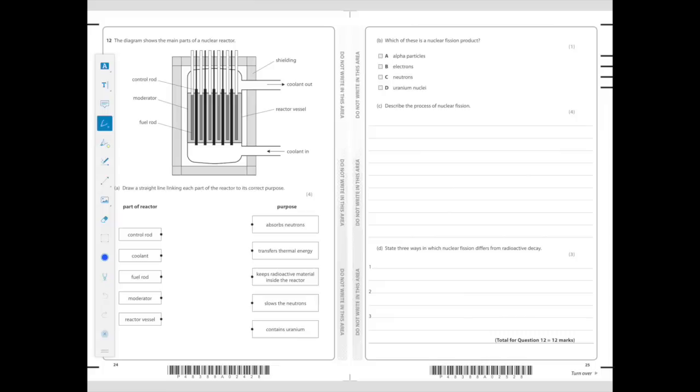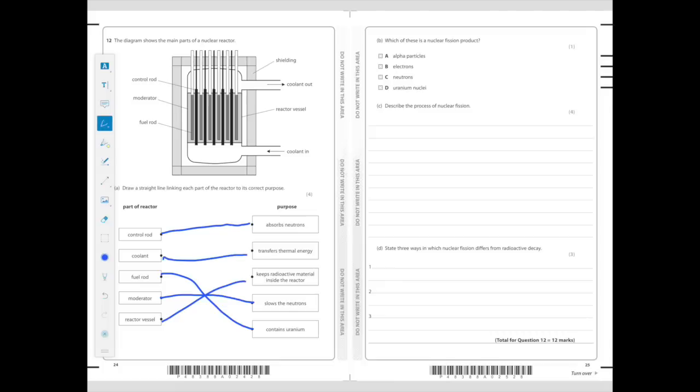Anyway, draw a straight line linking each part of the reactor to its correct purpose. So I've already accidentally said what the control rod does, which is that it absorbs neutrons. I'm going to go to fuel rod because that's the next easiest one to answer. Remember that contains uranium. The moderator, I said, decreases kinetic energy, which is the same as slowing them. The reactor vessel keeps radioactive material inside the reactor. That makes sense. So the coolant transfers thermal energy.